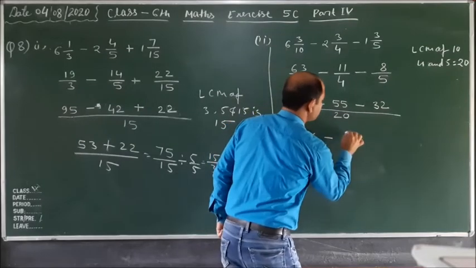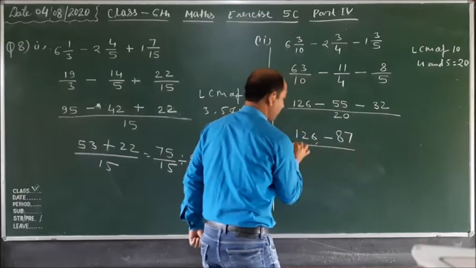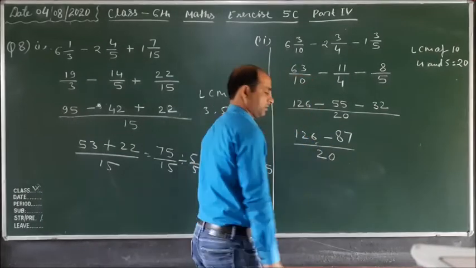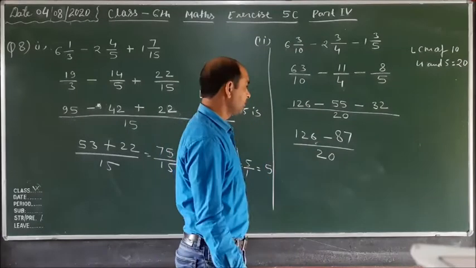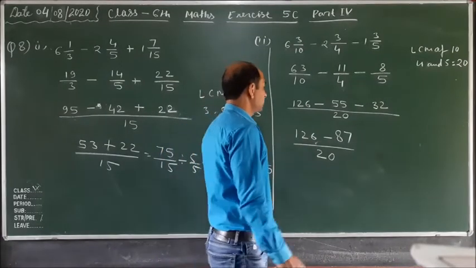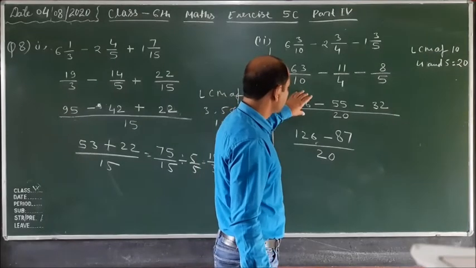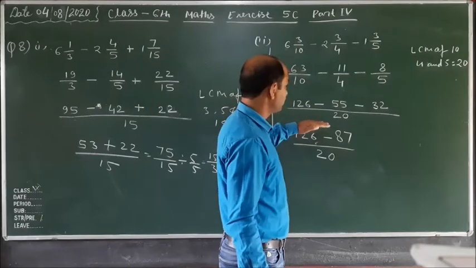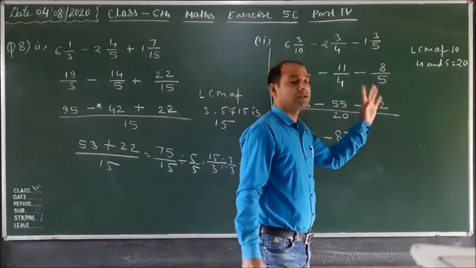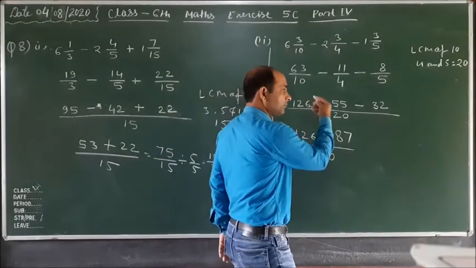Now 5 2 7 and 5 3 8 upon 20. This type also you can solve. First you subtract 126 minus 55. Then we write here the answer. Then we subtract minus 32. Okay. Now you can solve this type 2 times.